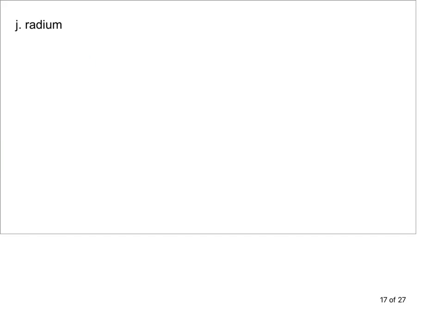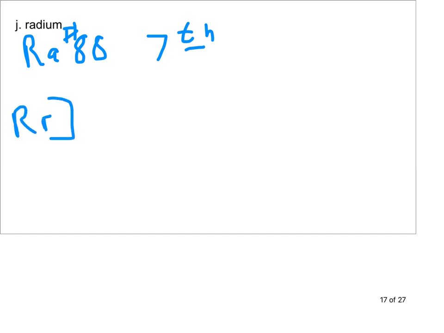Radium is our Ra, element number 88. And now we're down to the 7th energy level. So we take our preceding noble gas, radon, and then we go to 7, and we're second element in the S block, 7s2.